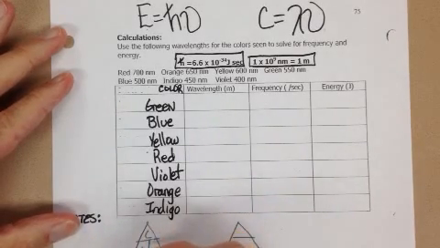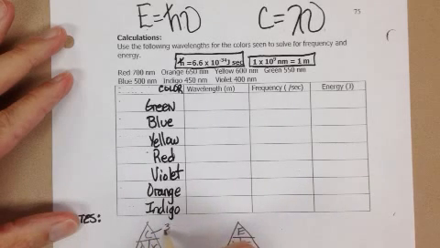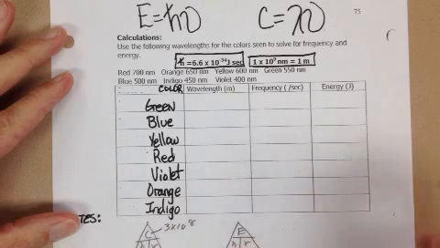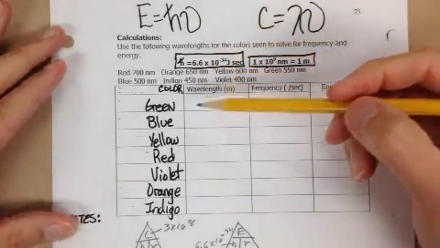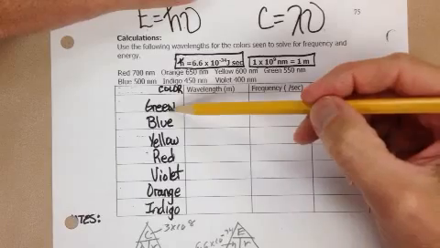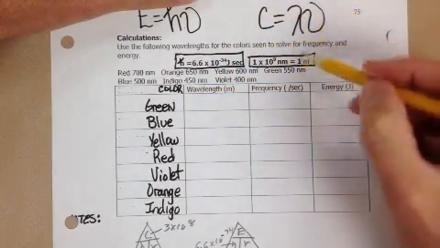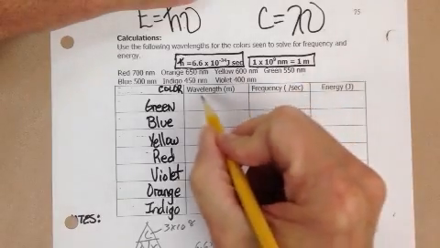I'm going to go c, lambda, v first and E, h, v. We know c is always 3 times 10 to the 8th, and h is always 6.6 times 10 to the negative 34th. What we're going to do is we showed you the colors on the front, what color they change to. So if we have green, we look on our sheet and we find that green is 550 nanometers. So that would be our wavelength.